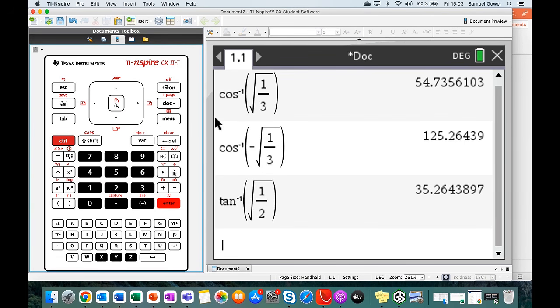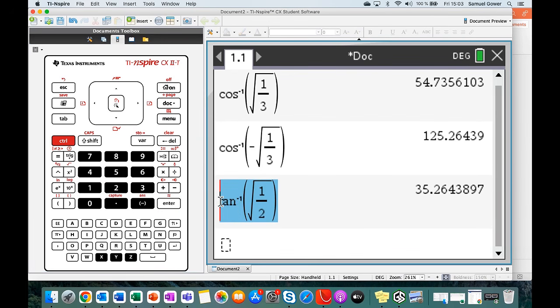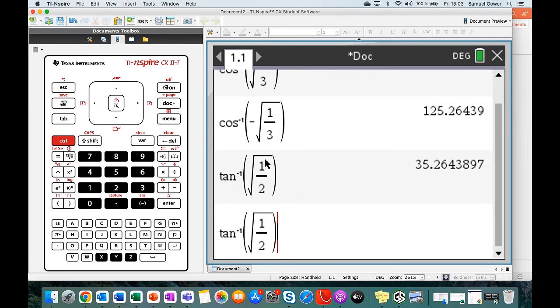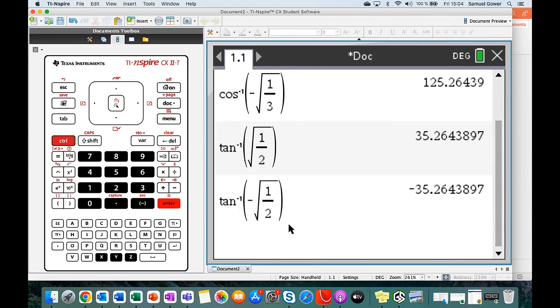That's our first answer. And in fact, it's a very good thing you can actually do on this calculator. You can actually copy and paste. Isn't that cool? Again, this calculator is a little bit OP for this kind of question. And then we get this answer here as well.